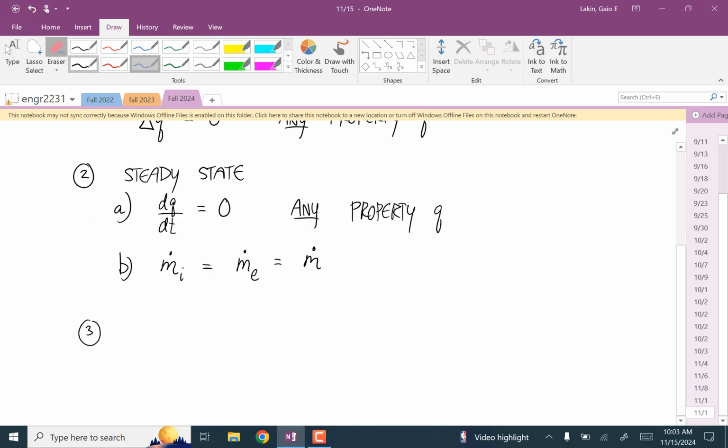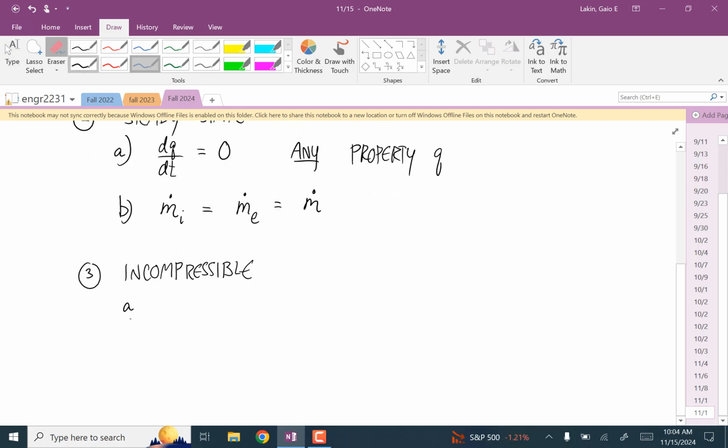Third, if you have an incompressible material, first, you know that the specific volume is a constant. Think of that as the definition of an incompressible material. That also means that the density is constant.